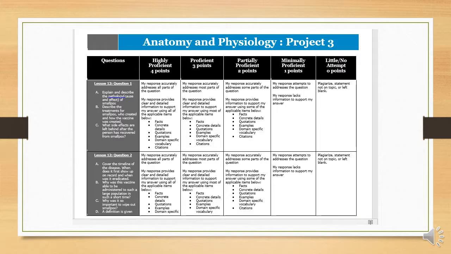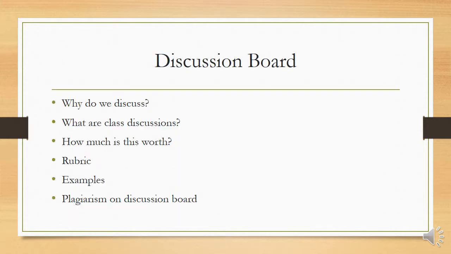And if you look down here, lesson 12, question 2 wants you to cover the timeline of the disease. When did it first show up? When was it eradicated? Why was it vaccine able to be administered? That type of thing. So as long as you're answering these questions within your paragraph or your section of the lab report, you should be just fine. Now, I do provide this project rubric and a scorecard with information as to exactly what part of the rubric questions you are missing. So I try to be helpful, and you'll be able to resubmit the project.